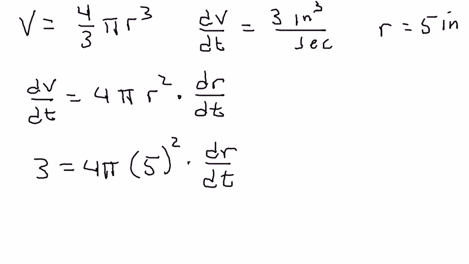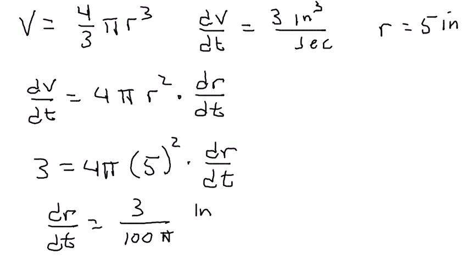Just be very careful. Sometimes in the problems I give you, the units of measure will change. Like certain things will be in inches and other things will be in feet. Just be careful about that. If I multiply this out, this is 100 pi. So dr over dt is going to be 3 divided by 100 pi. And if I look at units of measure, it's the rate of change of the radius, which is going to be in inches per second. Not in inches squared, but inches per second. It's a radius. It's a linear measure.